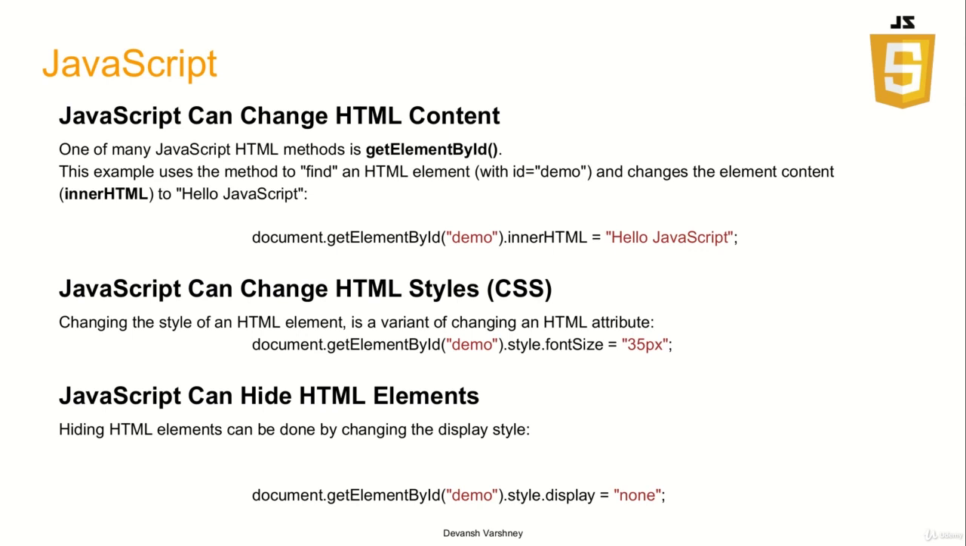JavaScript can also alter CSS, your cascading style sheets. To do that, we put style there. Styles are basically applied by CSS, as we already know. Now we are changing what we want to change. We are changing the font size. Whatever paragraph or other tag has the id demo, its style is going to be altered, and what is altered is the font size. If you want to change the color, you put color there. The font size is going to change to 35 pixels.